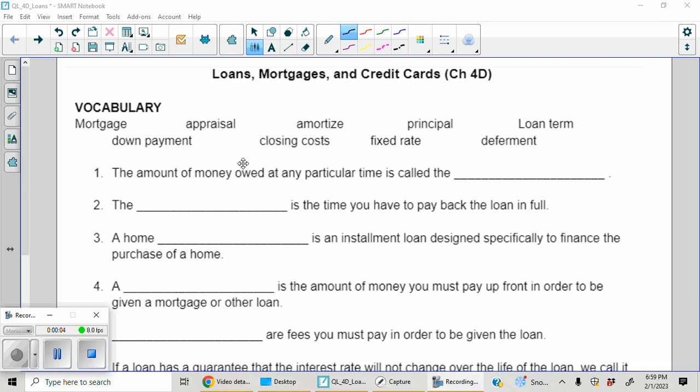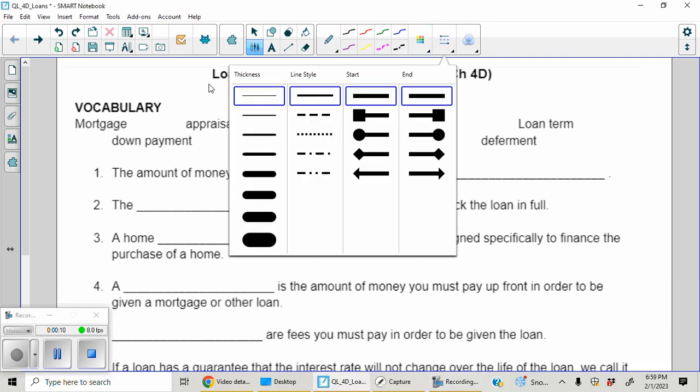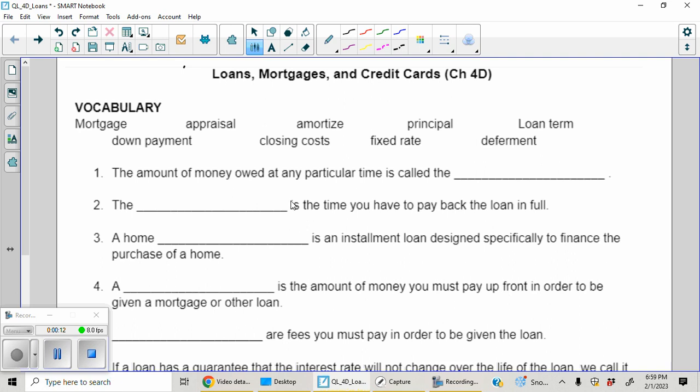In Chapter 4D, we are talking about loans, mortgages, and credit cards. And we're going to take a moment to look at the vocabulary in this video. The amount of money owed at any particular time is called the principal.